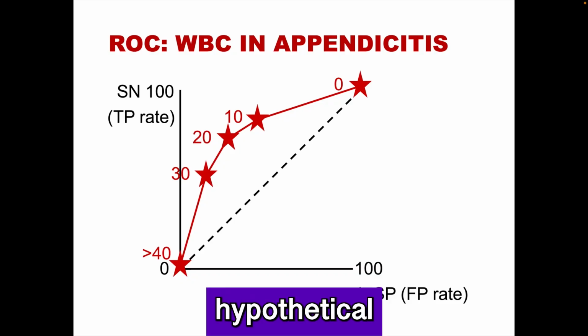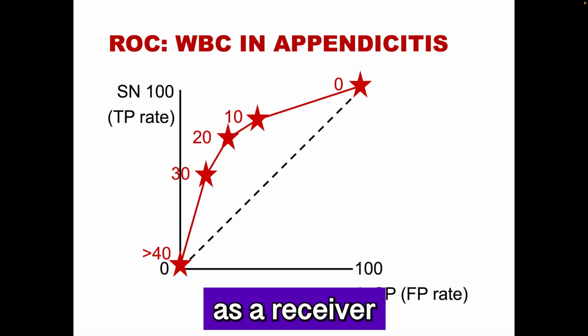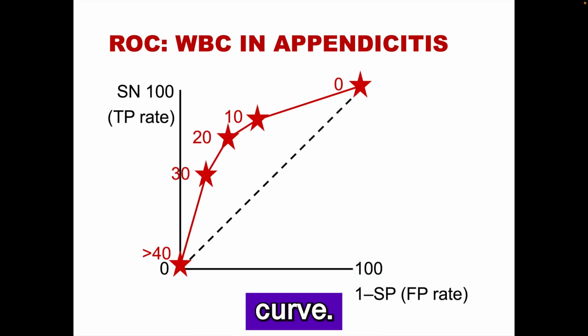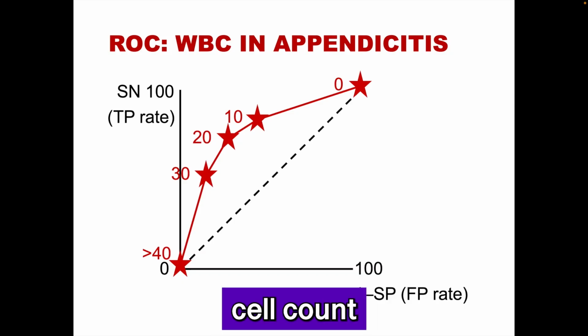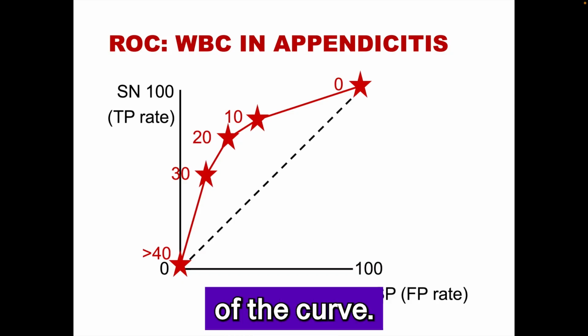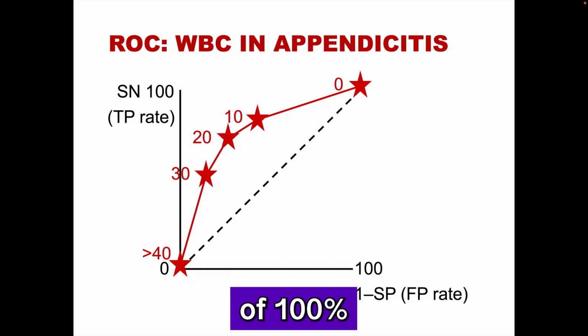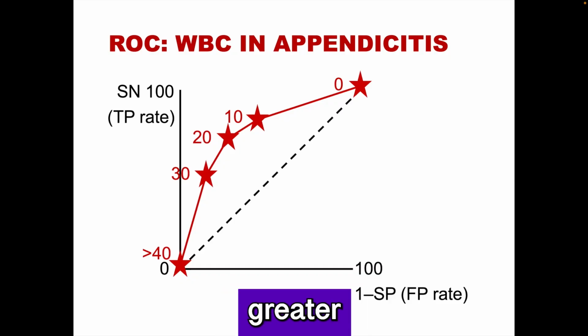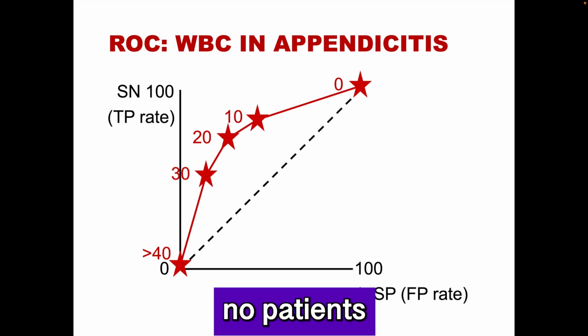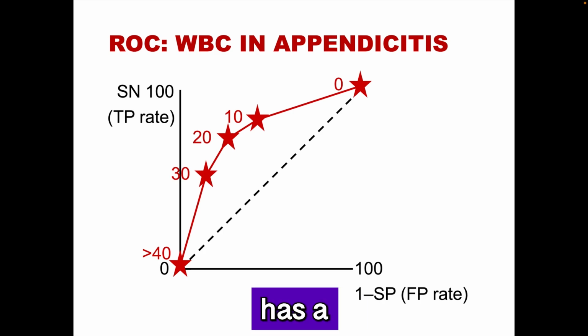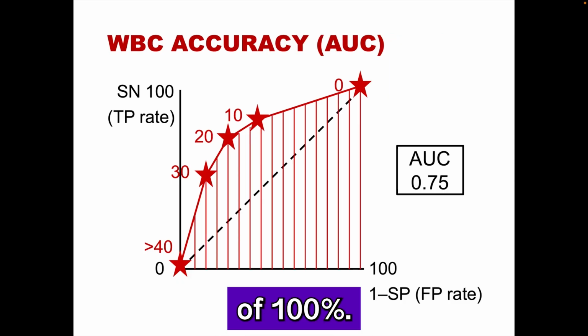Here is the data from our hypothetical study plotted as a receiver operating characteristic curve. Notice that the 0 white blood cell count starts at the top of the curve. A white blood cell count of 0 has a sensitivity of 100% and a specificity of 0%. A white blood cell count greater than 40, if indeed no patients had a white blood cell count greater than 40, has a sensitivity of 0% and a specificity of 100%.